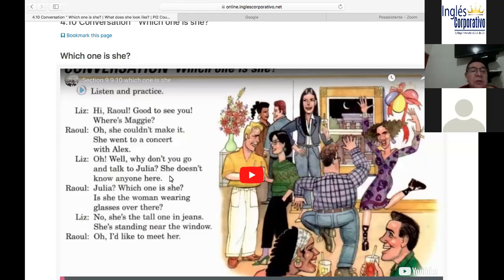Where's Maggie? Oh, she could not make it. She went to a concert with Alec. Oh, where? Why don't you go and talk to Julia? She doesn't know anyone here. Julia? Which one is she? Is she the woman wearing glasses over there? No, she's the tall one in jeans. She's standing near the window. Oh, I'd like to meet her.